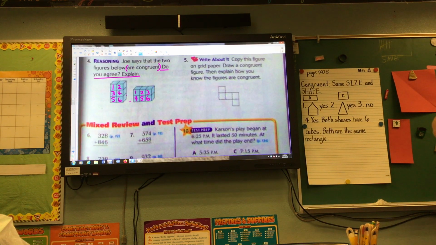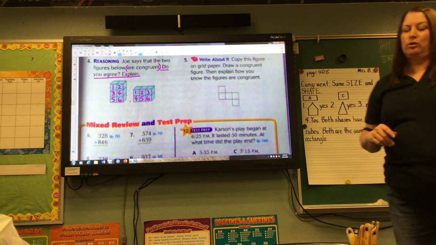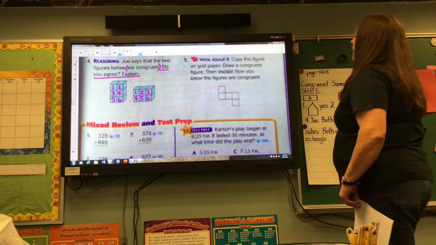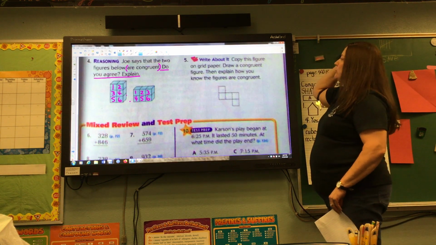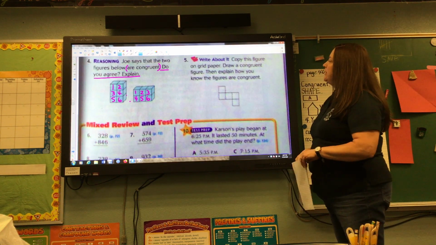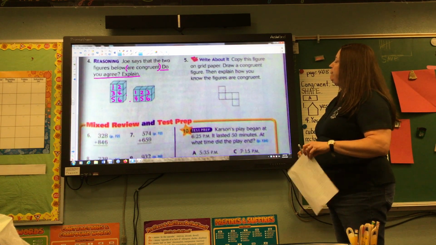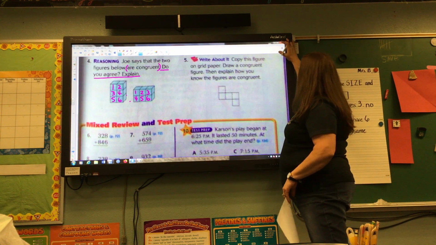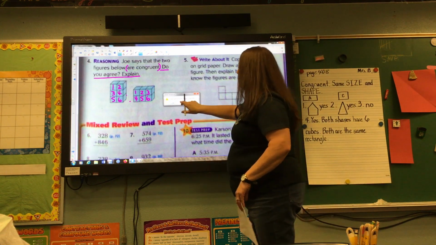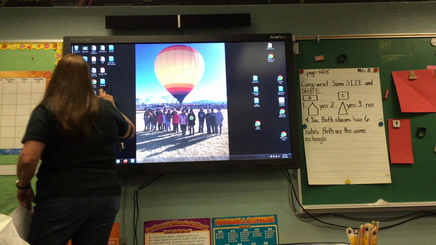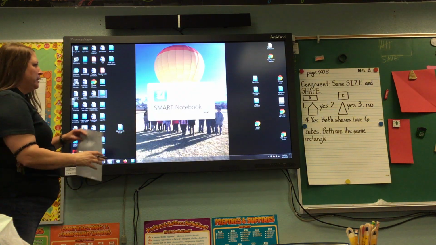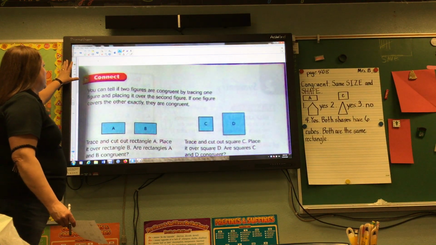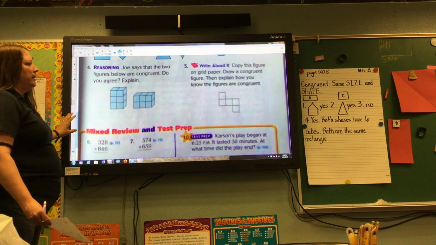Okay, now number 5. We're going to have to go back to the Elmo and take a look at this shape before we get started. What it says is, write about it. Copy this figure on grid paper, draw a congruent figure, then explain how you know the figures are congruent. Now, I want to take a look at this on my Elmo so that we can actually copy this off of our page onto our paper. And this is going to get a little tricky because we have to think about where the shapes are, where the squares are put together, and how it's made.